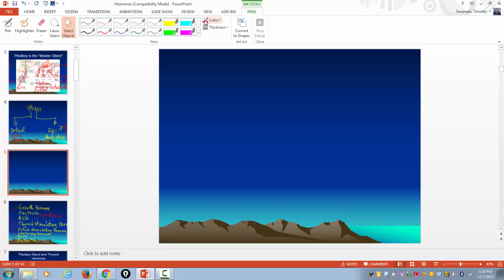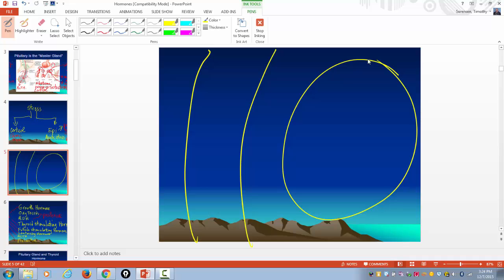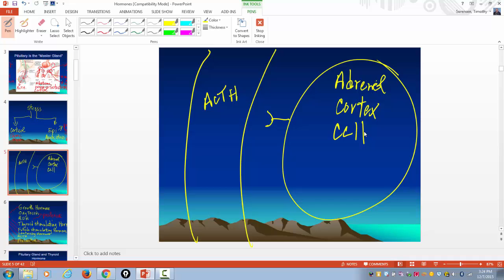And where are your adrenal glands? They're sitting on top of your kidney. And, of course, your two curved lines in a circle. You have ACTH receptors on the cells that make up the adrenal cortex. So we'll just call this the adrenal cortex cells. And when ACTH binds to that receptor, it's going to cause the release of cortisol into the blood.